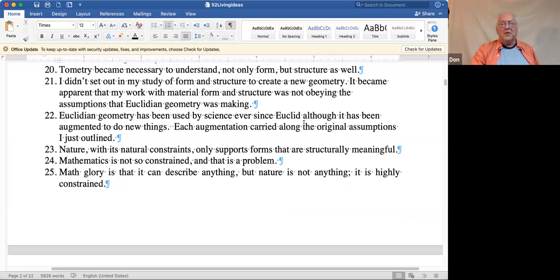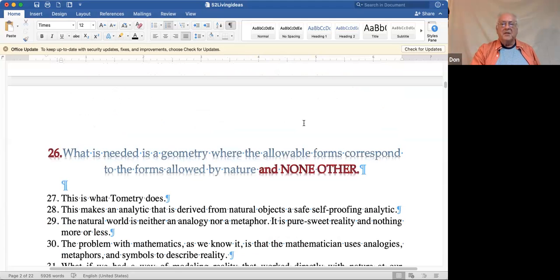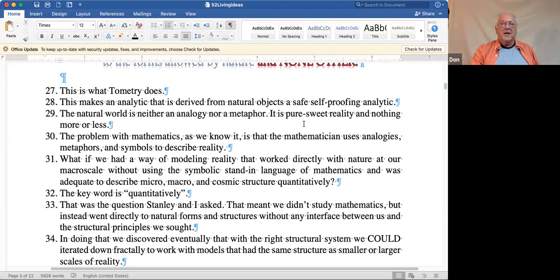Nature, with its natural constraints, only supports forms that are structurally meaningful. Mathematics is not so constrained, and that's the problem. Math's glory is that it can describe anything, but nature is not anything. It is highly constrained. So I go by this statement. What is needed is a geometry where the allowable forms correspond to the forms allowed by nature and no other. This is what Tometry does. This makes an analytic that is derived from natural objects a safe and self-proofing analytic.